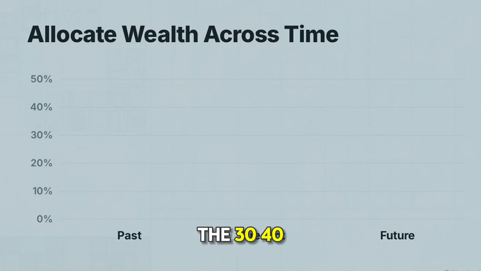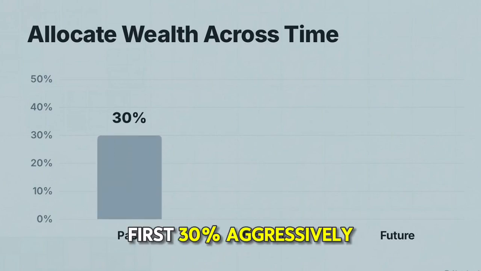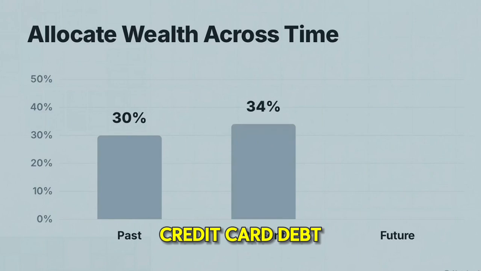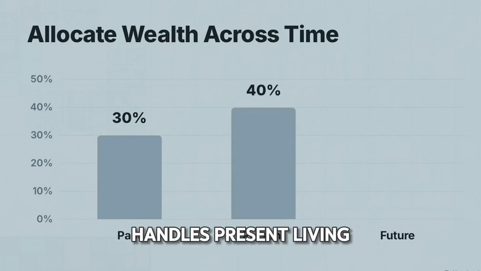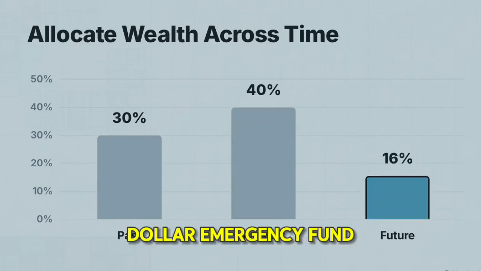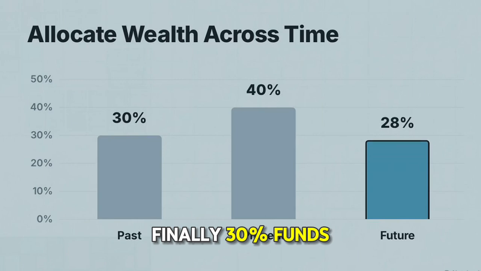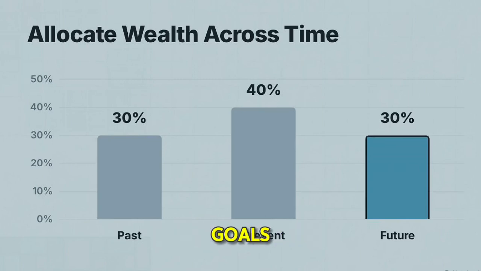The 30-40-30 rule breaks capital down by time. First, 30% aggressively pays down past credit card debt. The middle 40% handles present living expenses and a $500 emergency fund. Finally, 30% funds future long-term goals.